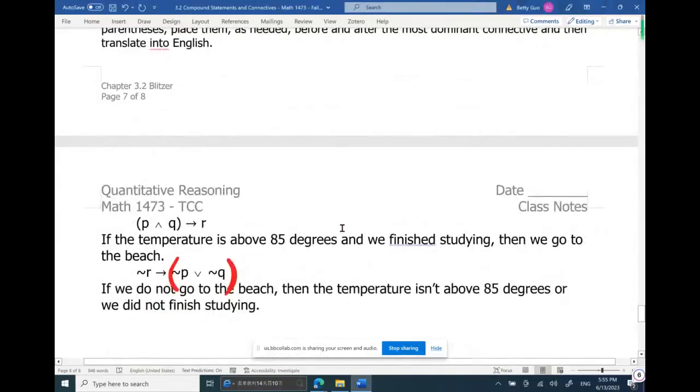This section might be a little bit challenging, especially the dominance of connectives. So if you encounter any challenging questions in the math class, feel free to email me, okay?